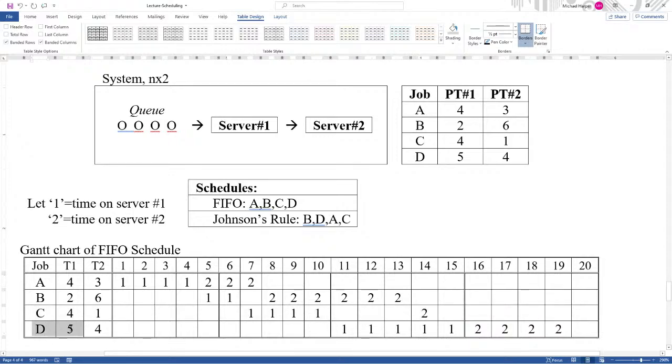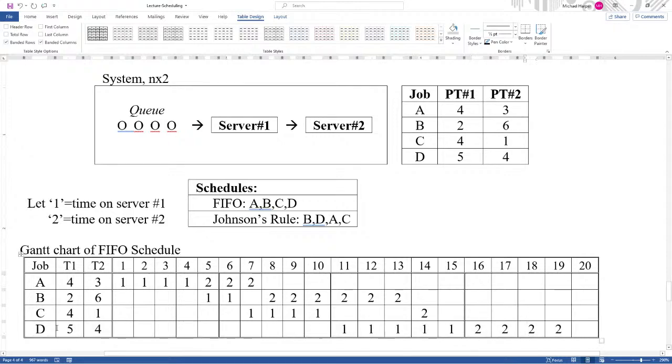Now D is 5 days on the first server. It has to wait for the first server to be finished with A, B, and C. Then it can be processed for 5 days: 1, 2, 3, 4, 5. And there we go. When D is finished on the first server, it goes to the second server. The second server is available; as a matter of fact, it's been idle for 1 day. That's idle time for 1 day, sitting there waiting for the first server to be done. Once it's done, the second server can process D for 4 days.